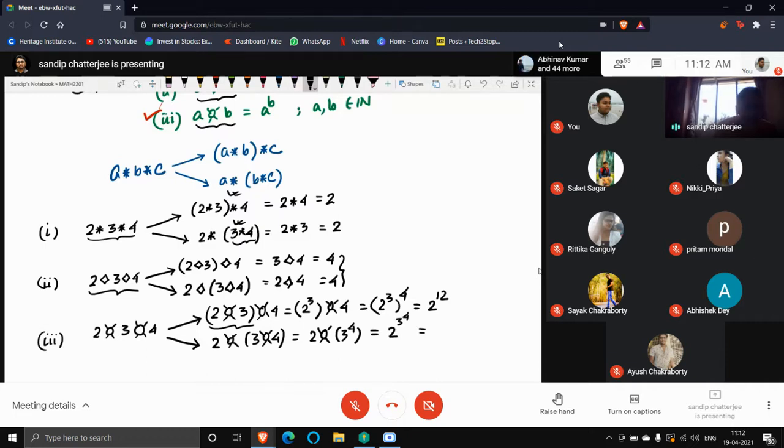Now 3 to the power 4 is what? 2 to the power 81. So you can see that the two are not the same. So this is a kind of ambiguous symbol. The symbol is kind of ambiguous. The answer is not certain. If different people interpret in different ways, they can get different answers. Is it clear?